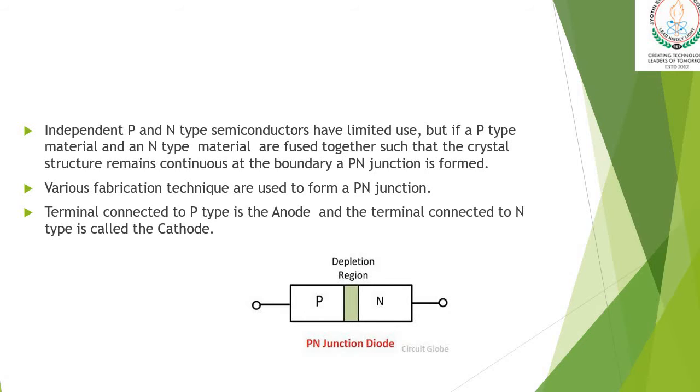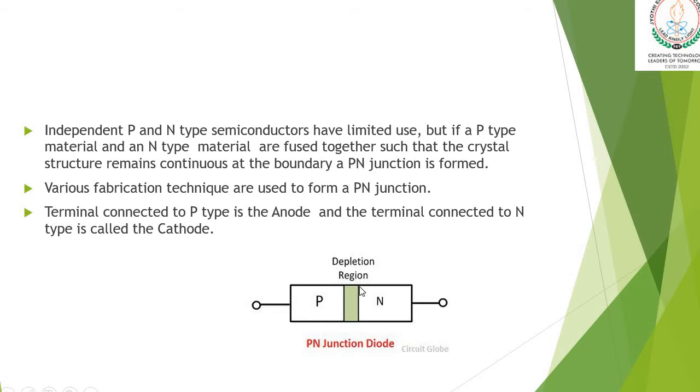The independent P and N-type materials cannot be used in many places. The applications are very few. But if the P and the N-type materials are fused together, then the applications are larger in number. So then they form a PN junction. The formation of PN junctions is of various technologies. You just can't bring them together and form them. It has various processes wherein you have to fuse them at various temperatures and form the PN junction. That's why I've written that various fabrication techniques are used to form a PN junction.